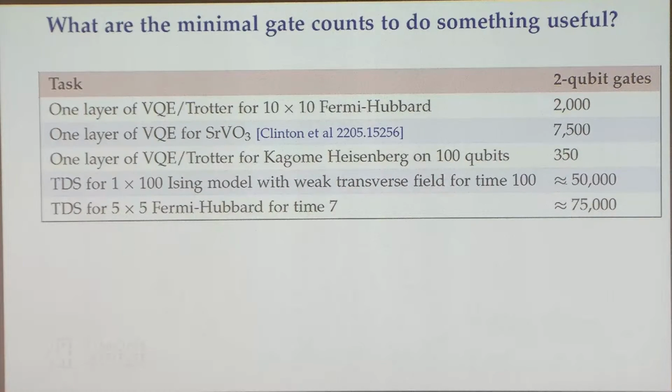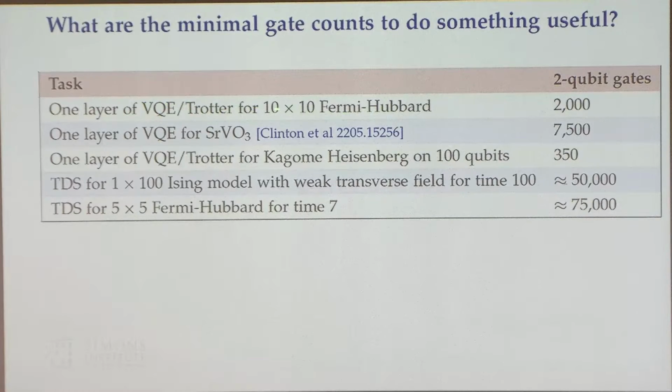So what I've put here are a few examples of algorithms which are one layer of a VQE algorithm, or a Trotterized time dynamic simulation for a few different physical systems. In fact, I think these ones all came out of work that we did at Phasecraft. I'm happy to give you references if you're interested.